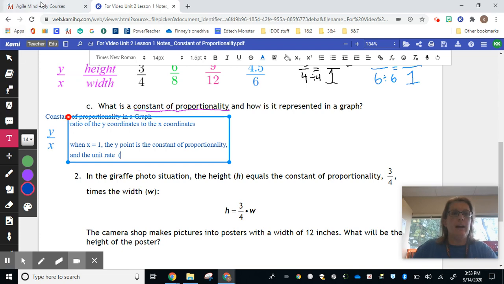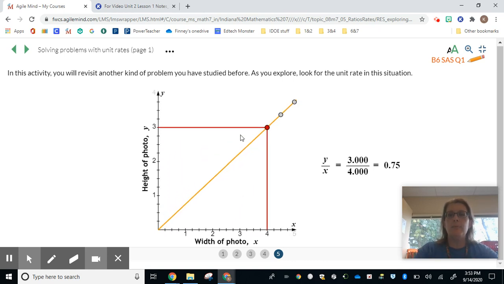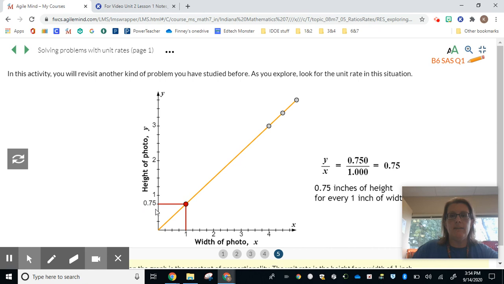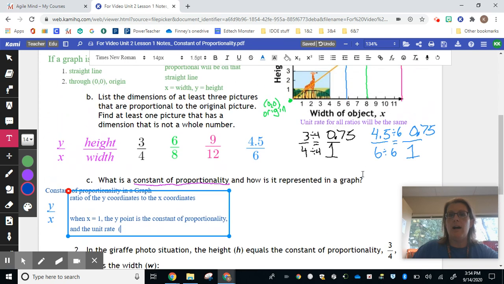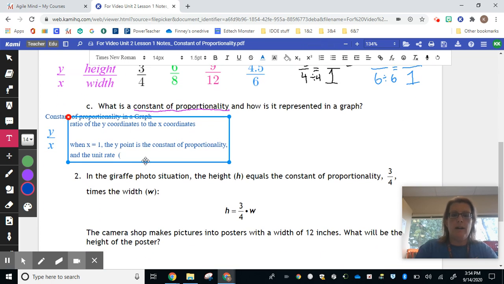So here's an example of that. So that same picture with the giraffe, notice if we go down to where the x point is the 1, and we go up to the y point is the 0.75, that's the exact same thing that we got when we worked out our unit rate up here, where we divided and we got 0.75 each time. So wherever the x is 1 and the y is the unit rate, the y is the constant of proportionality.